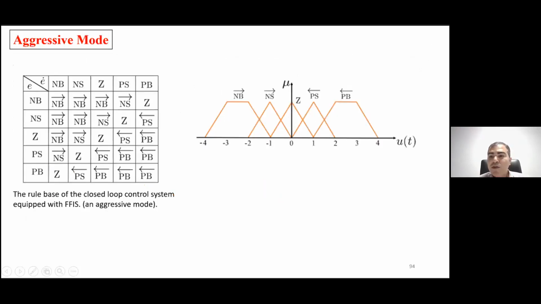Among the different modes of FFISs, there is a mode which is more interesting and important, called the aggressive mode. This combination is very helpful, particularly in control system applications. Actually, it makes it possible to have a control system that reacts faster than the typical FIS. For more details, please refer to the original paper.